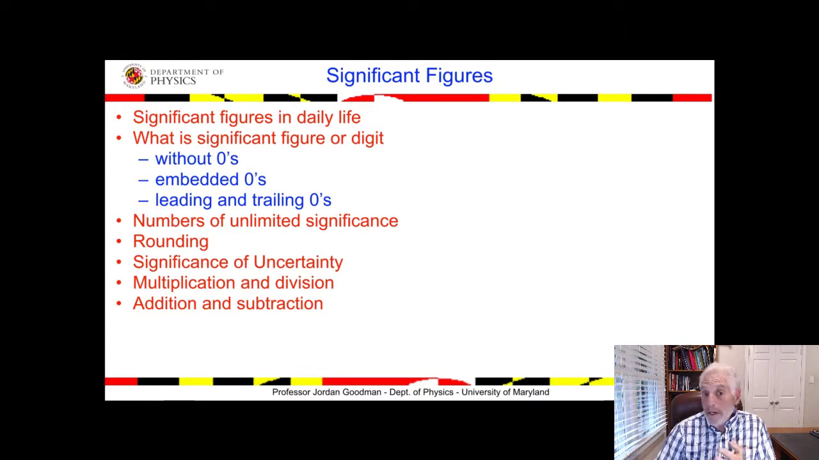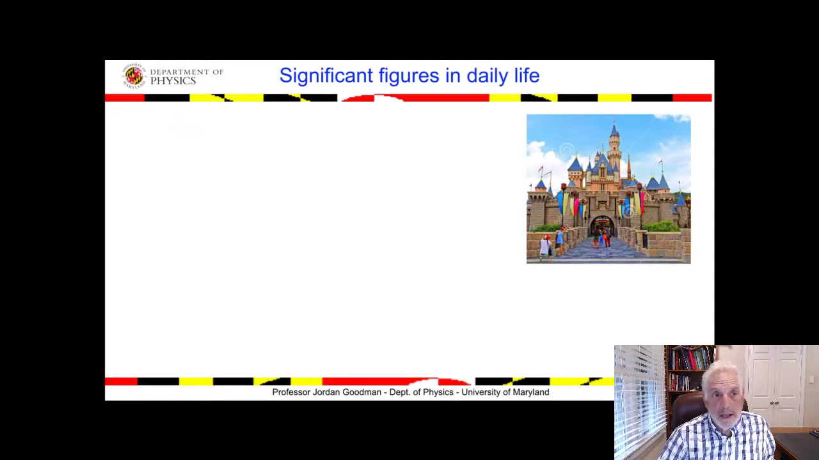We'll talk about rounding numbers off, significance of uncertainty, and then what to do when you multiply and divide numbers and then add and subtract numbers. So let's start by thinking about how we use these things in daily life.